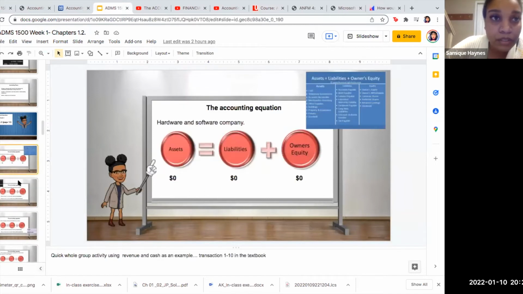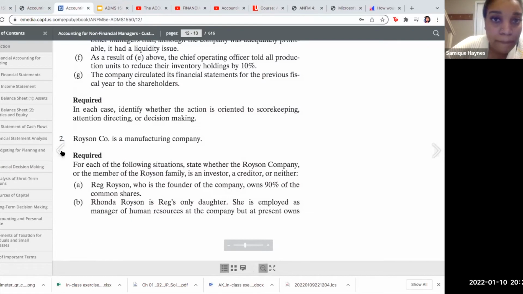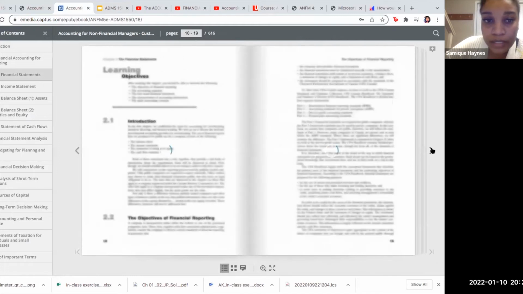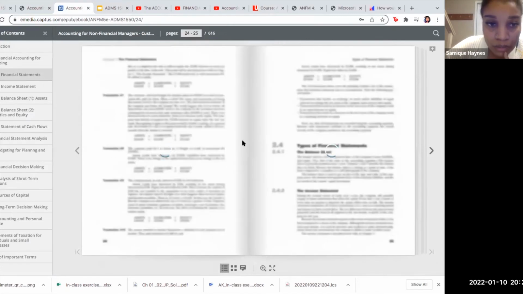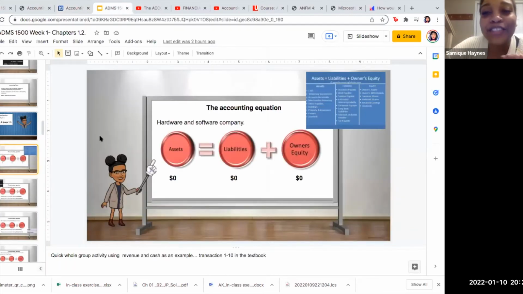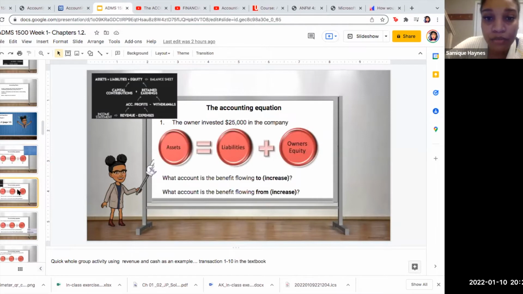In your textbook, chapter 2, there are some transactions on page 22. I'm gonna ask you not to look at the answers on those pages. Just for anyone who knew exactly where to go, I want you to focus on the screen for now, okay? So the first transaction said the owner invested $25,000 in the company. The owner invested $25,000 into the company.